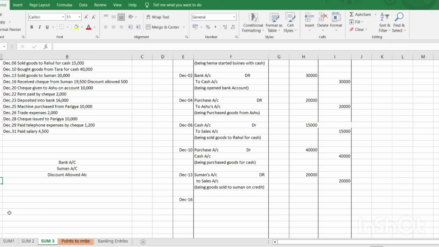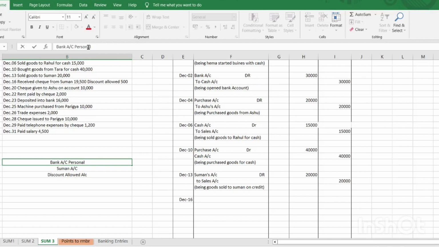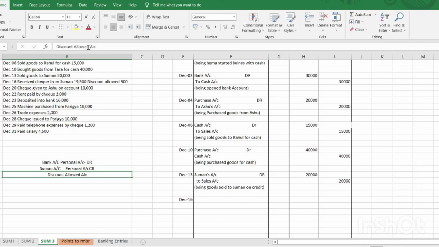Now we know bank account is a personal account, and here our account is receiving the amount, so it is debited. Next, Suman is again a personal account and she is the giver, so she will be credited. Next, discount is a nominal account and here it's an expense, so expenses are debited.